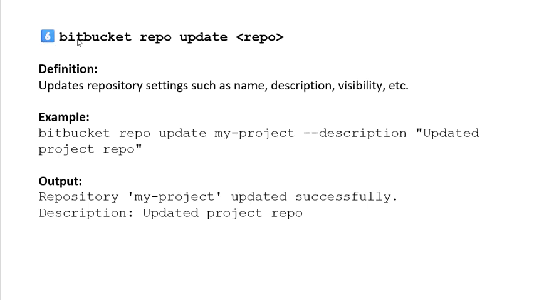And sixth is bitbucket repo update with the repository name. The definition is: update the repository settings such as the name, description, and visibility. So: bitbucket repo update my-project --description "update the project as the repository". The output is the repository my project is updated successfully, and the description is updated as the project repo.